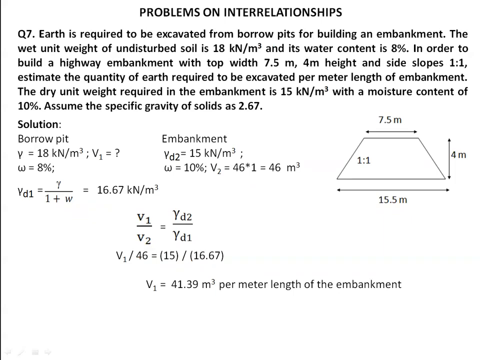The next problem is, earth is required to be excavated from borrow pits for building an embankment. The wet unit weight of undisturbed soil is 18 kilonewton per meter cube and its water content is 8%. In order to build a highway embankment with top width 7.5 meter, 4 meter height and side slopes 1:1, estimate the quantity of earth required to be excavated per meter length of embankment. The dry unit weight required in the embankment is 15 kilonewton per meter cube with a moisture content of 10%. Assume the specific gravity of solids as 2.67.